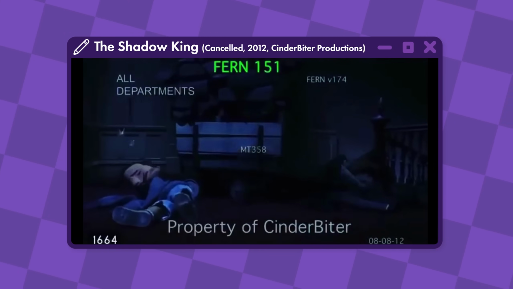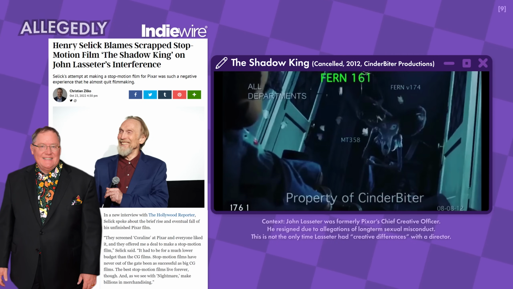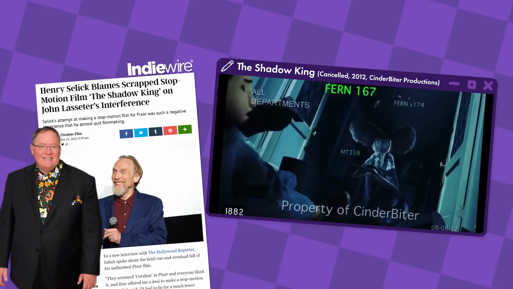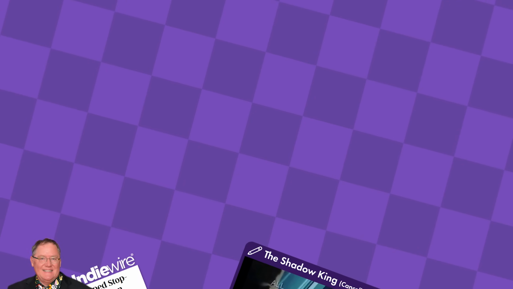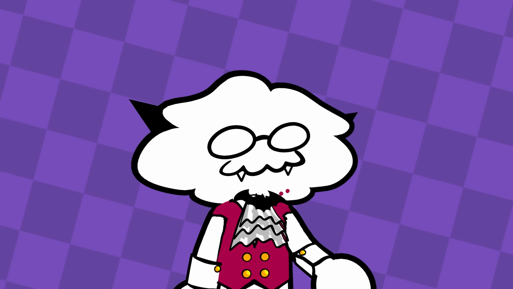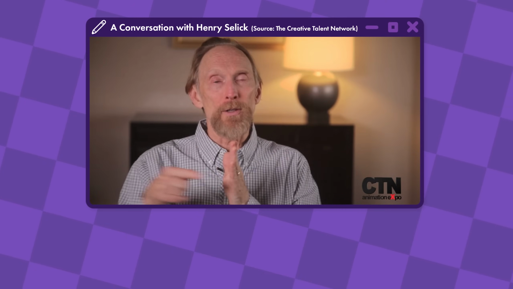Part of the reason it got canceled is because allegedly John Lasseter came in and made a bunch of changes to the film that they would then have to keep up with. That would balloon the budget and make the production of the film a lot harder on them. Ideally, Selick probably would have finished the film on time, and it probably would have been just as successful as Coraline. Selick puts it best in this interview with CTN.